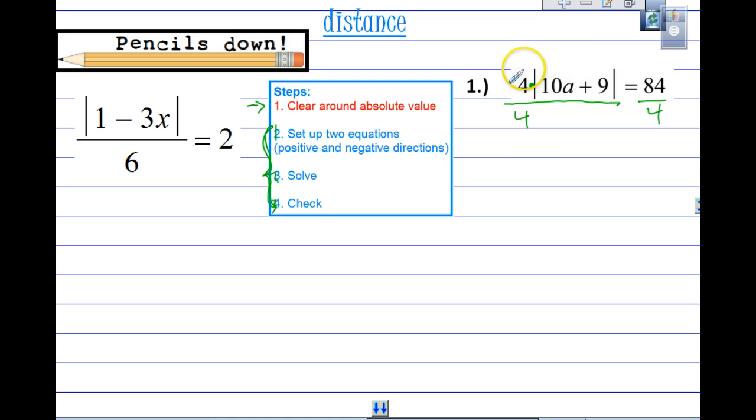So you know to divide. 4 divided by 4 is 1, so it cancels out. So now we have 10a plus 9 equals 21. Be careful here with the absolute value.